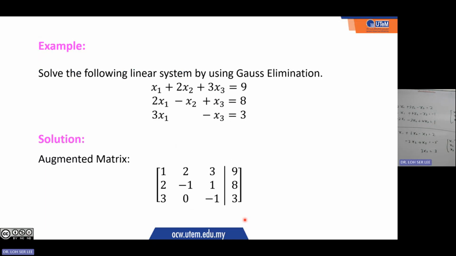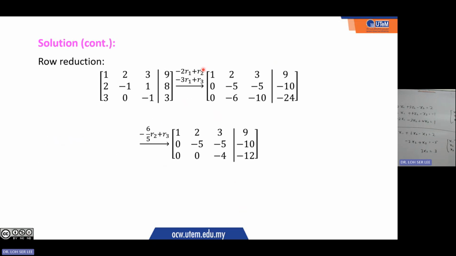Okay. Another example. Okay, second example, this one. So before you form the augmented matrix, maybe you can check whether this follows the sequence x1, x2, x3, x1, x2, x3, x1, x2, x3. Okay, because it needs to follow the sequence. So 1, 2, 3, 2, -1, +1. Okay, and 3, 0, -1. And the right-hand side values 9, 8, 3. Okay, so once you come up with the augmented matrix, we will start to row reduce the matrix.